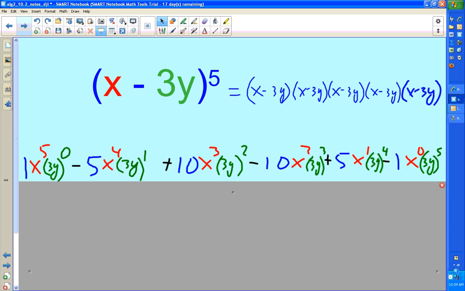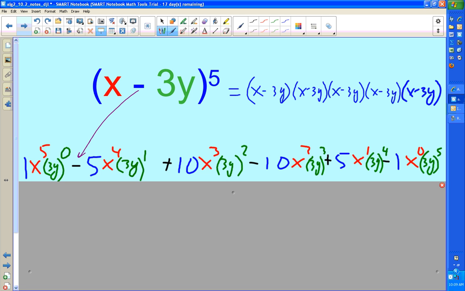Oftentimes people forget and will make this a plus. I didn't say the first sign is positive. I said the first term is positive. So then it's minus, plus, minus, plus. Questions? If it's easier to think when there's a minus in here, the first sign is minus. That makes it easier for you. And then alternate. Great. Do that. So if you would rather think, okay, first sign is going to be the minus, and then we alternate, that works good too.